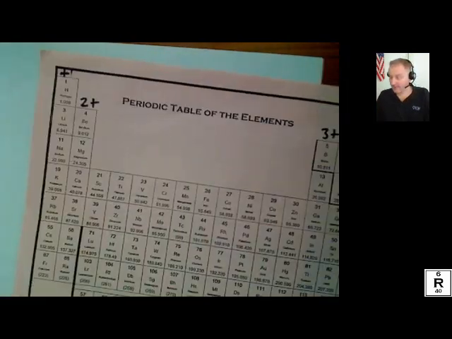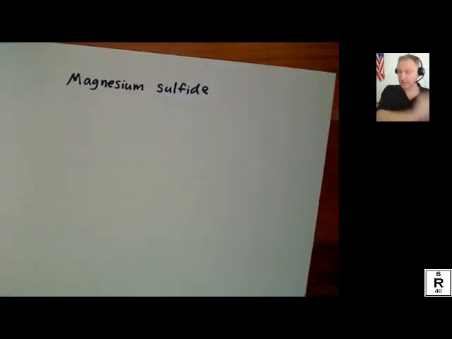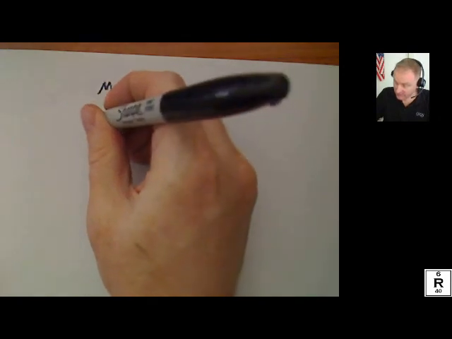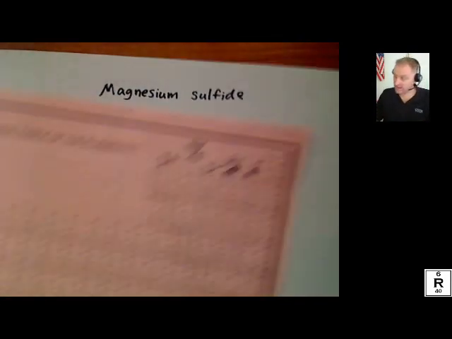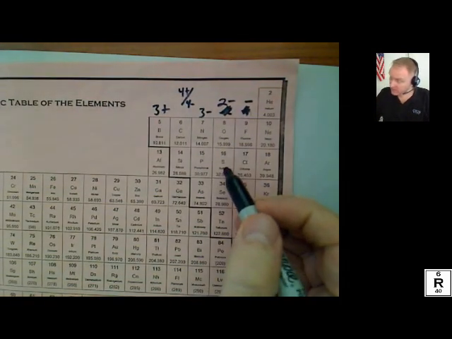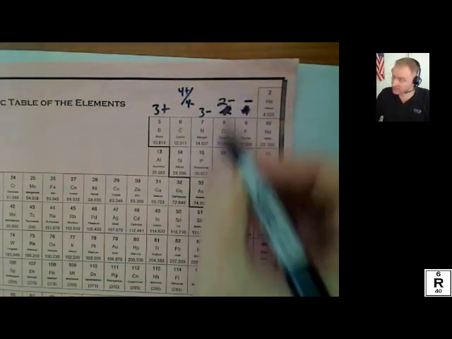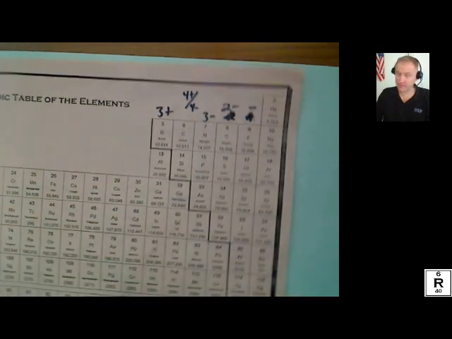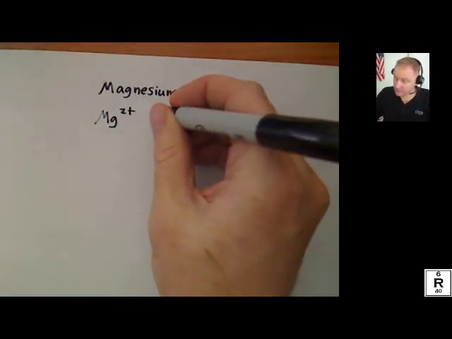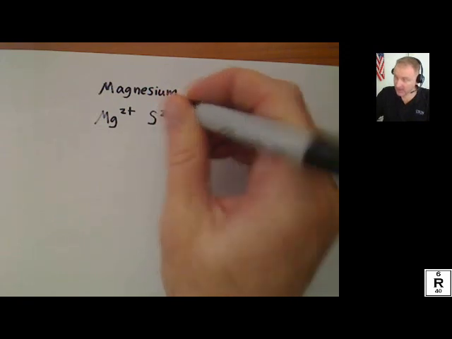Anyways, magnesium is in group 2, so we're going to write that charge here. Magnesium is 2 positive, and sulfide is sulfur, which is right here. It's in this column, so it is 2 negative, gaining 2 electrons to reach a stable situation. So sulfur would be 2 negative.